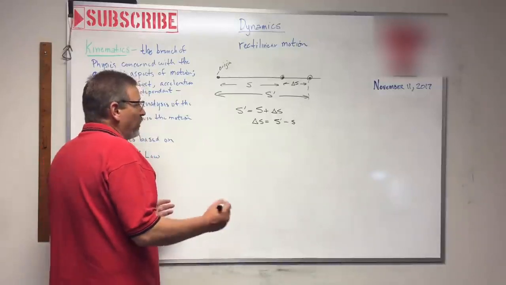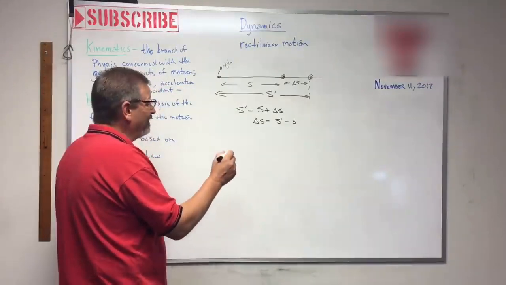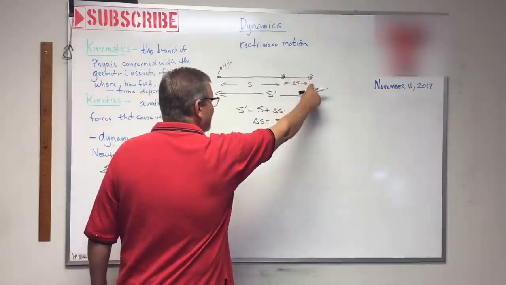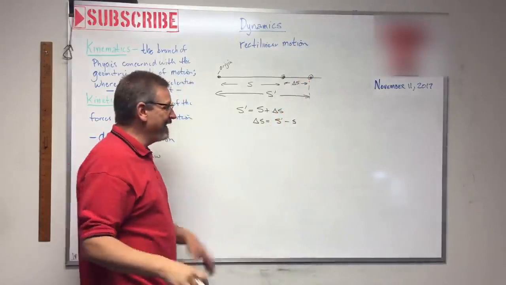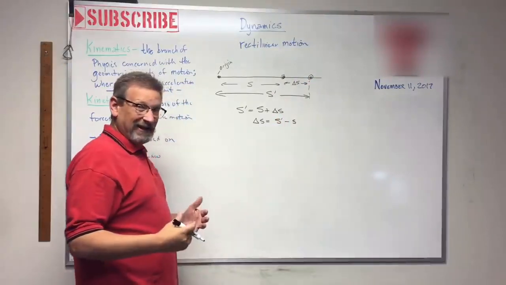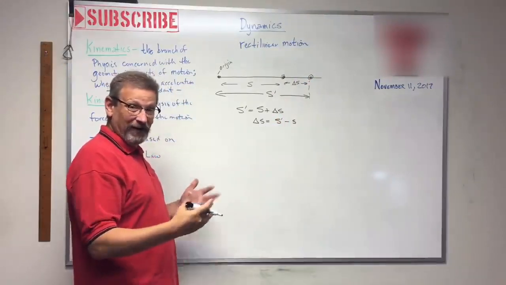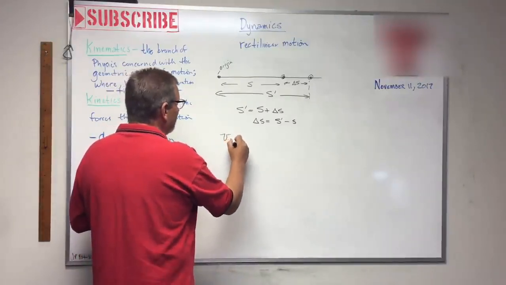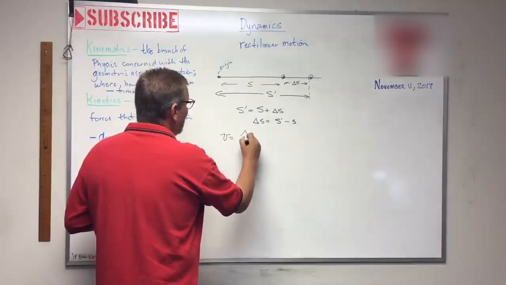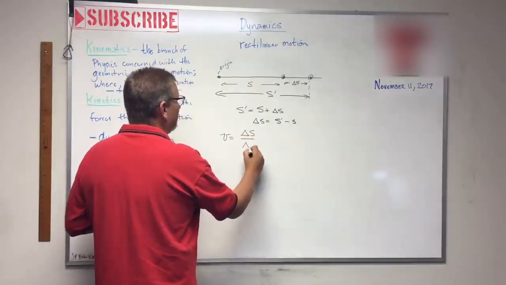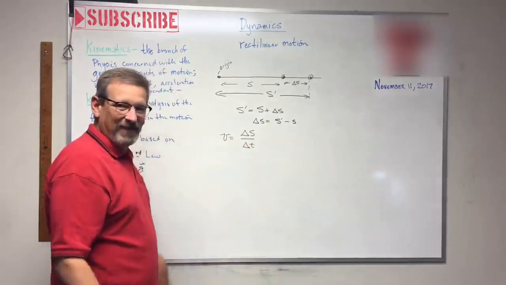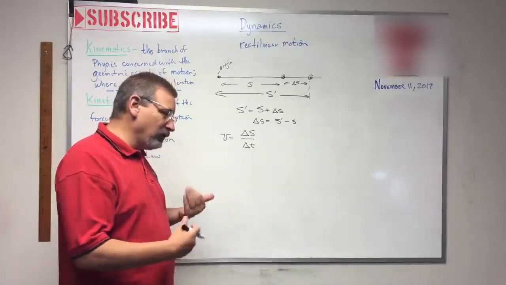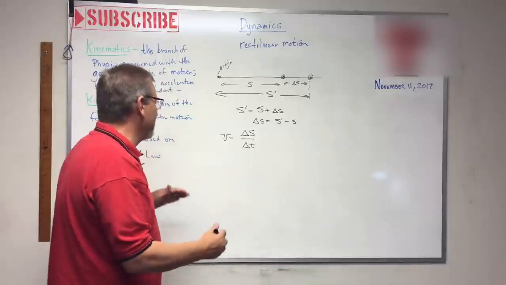Okay, so if we know how long it took that particle to move from that point to that point, in other words, how much time, we could calculate how fast it moved, right? Because we know the time and we know the distance. So we could say that velocity is equal to a change in position divided by a change in time. And that makes sense, doesn't it? Velocity is in meters per second. So I'm moving so many meters per second.